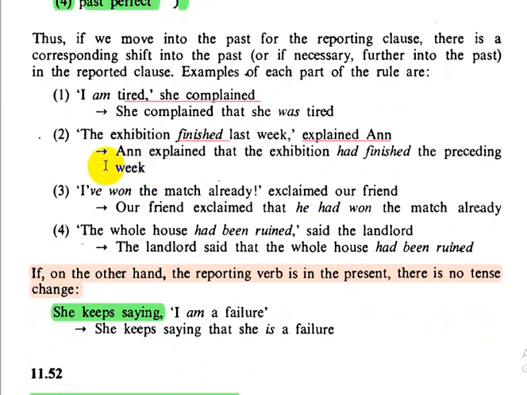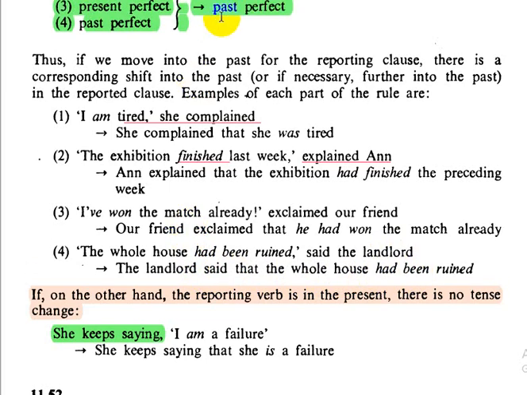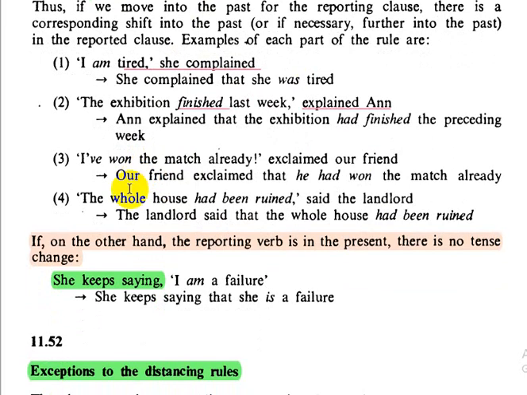The third example, "I've won the match already," exclaimed our friend. Our friend exclaimed that, "have won" into "had won the match already." The last sentence, "The whole house had been ruined," said the landlord. The landlord said that the whole house had been ruined. We have here past perfect. It remains as it is, past perfect.